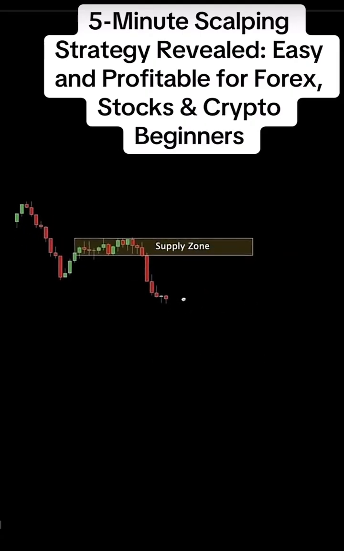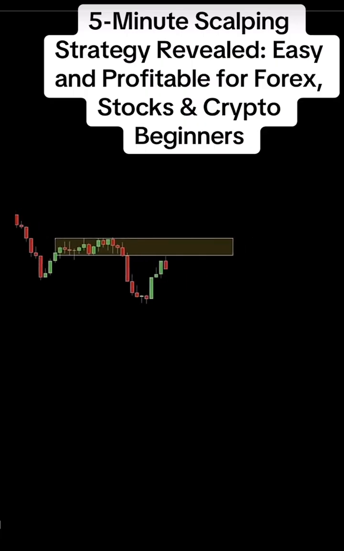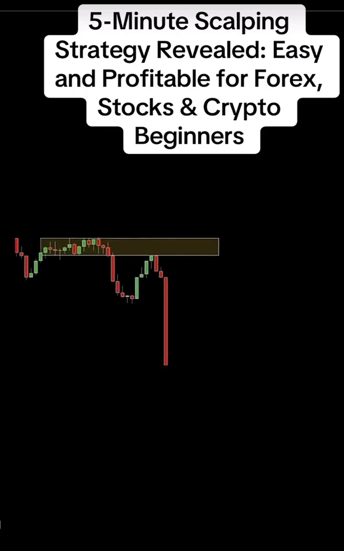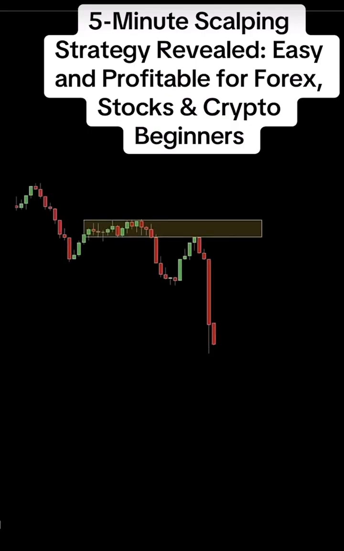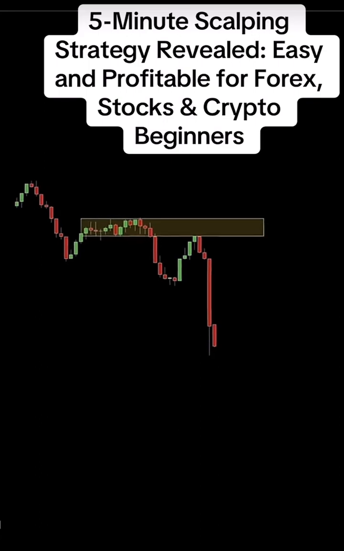As scalpers, our goal is to spot this zone and wait for the market to come back and retest it. Once that happens, we can look to enter. But it's not as simple as it looks. There are more details and conditions you need to be aware of, and I'll explain those next in this video.